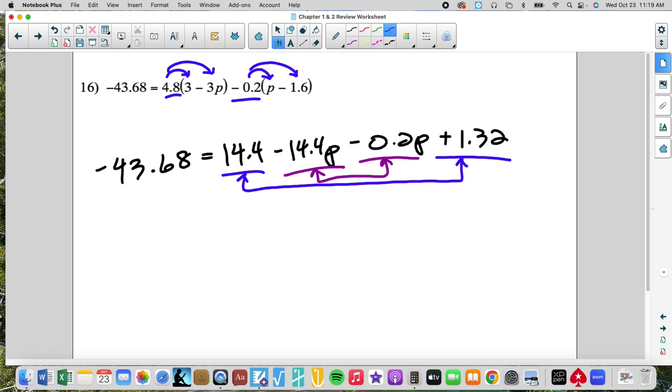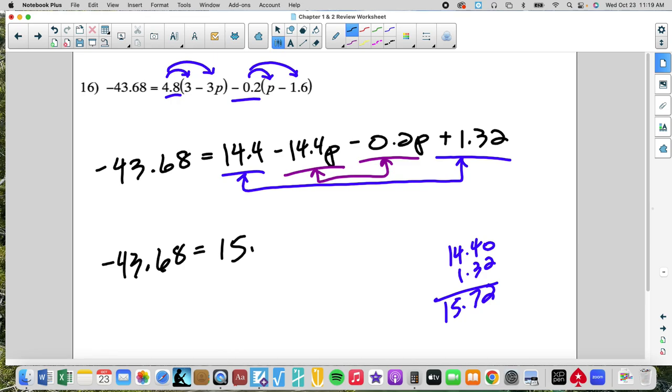14.4 and 1.32. Align the decimal places. That's 2751. So negative 43.68 equals 15.72 is my constants. We're going to get negative 14.6p, combining the negative 14.4 and the negative 0.2 gives me negative 14.6p.